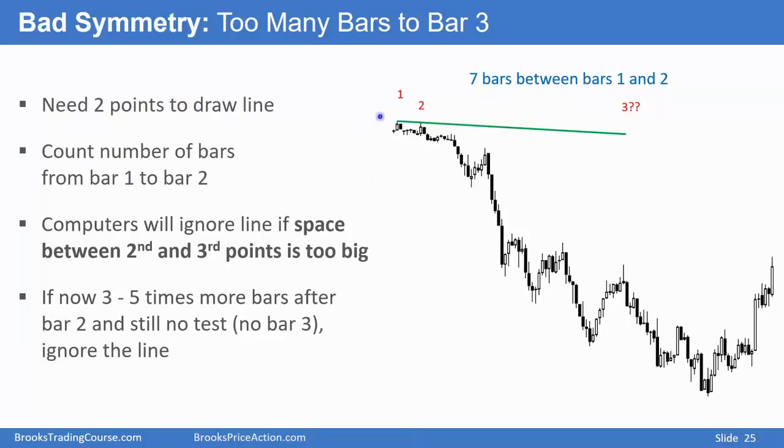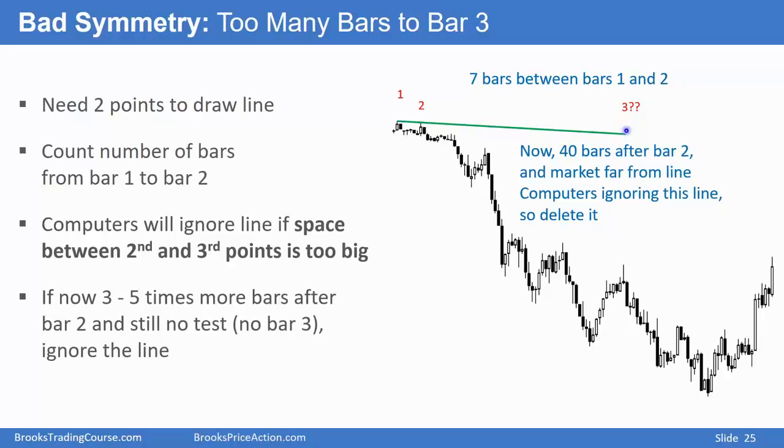Only 7 bars between 1 and 2. And at this point, there are 40 bars between 2 and 3, and there's not even a point 3 yet. Bad symmetry, too many bars between 2 and 3 compared to between 1 and 2, and there's not even a point 3 at this point. So you may have to go out 100 bars, 200 bars before the market gets to that line. And at that point, computers will not be looking at that line. There'll be many other lines that are more important.